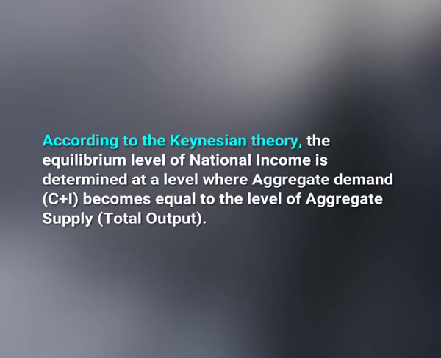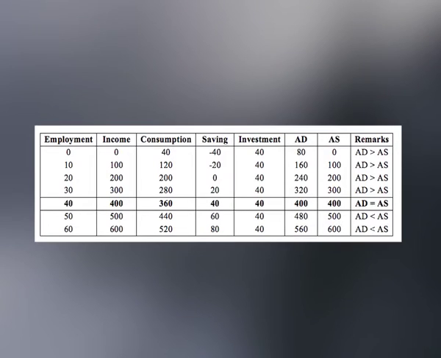According to Keynesian theory, the equilibrium level of national income is determined at a level where aggregate demand, C plus I, becomes equal to the level of aggregate supply, total output. Here the term aggregate demand refers to the total desired spending on consumption and investment, whereas aggregate supply refers to the total supply of goods and services and is represented by the 45-degree line. The determination of the equilibrium level of national income is explained with the help of the given schedule and diagram.